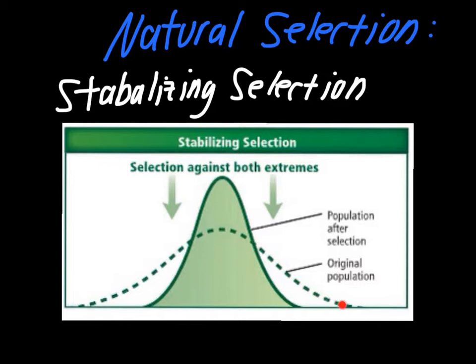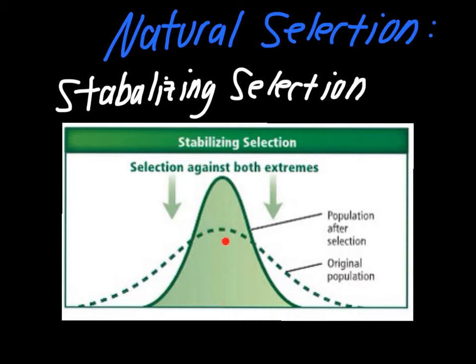These are considered the 2 extremes. So for example, if we're looking at birth weight in human babies, for this one, this would be a really, really big baby that's maybe a little bit too heavy. This one would be one that's too light. So in the middle, we'd have the babies of an ideal birth weight. So that's actually something that is subject to stabilizing selection.